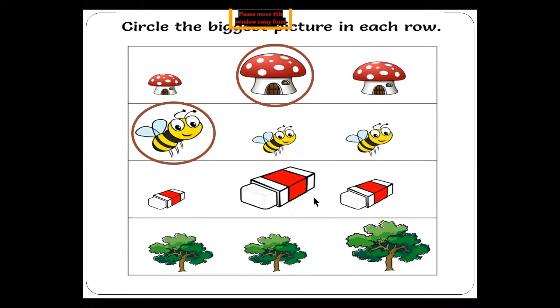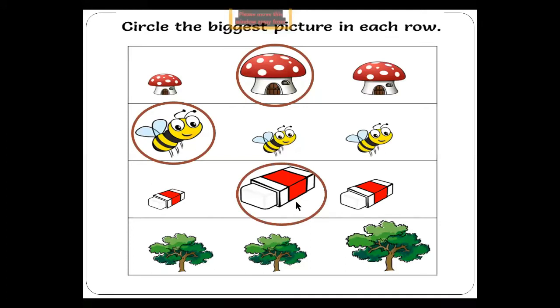Now in the third row we have erasers. First we have a big eraser, second we have a biggest eraser and the last we have a bigger eraser. So where do we have to put the circle? We have to put the circle on the biggest one. So in the center we have the biggest eraser.